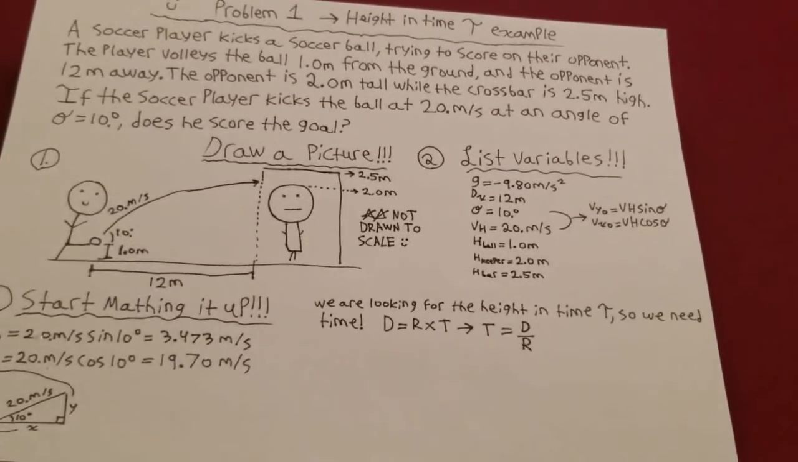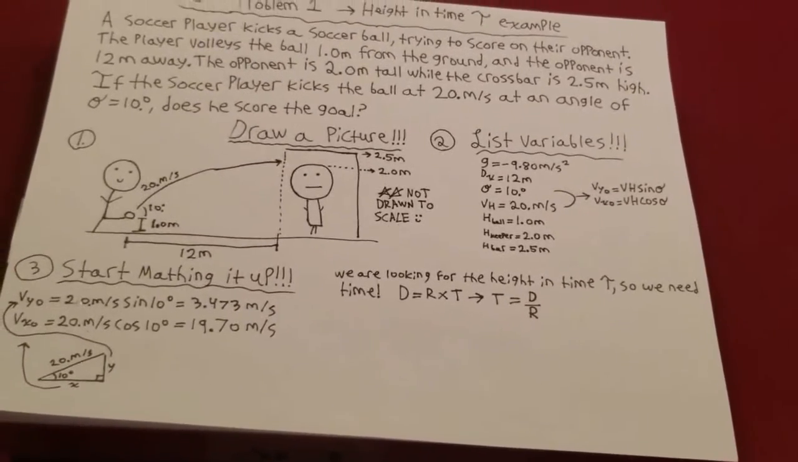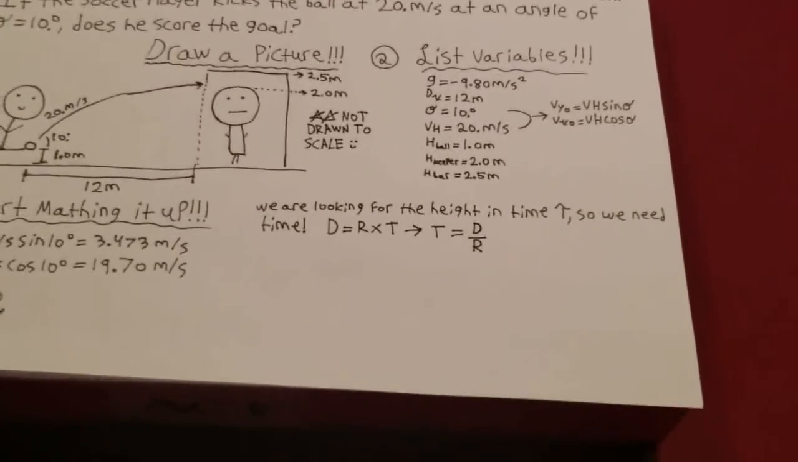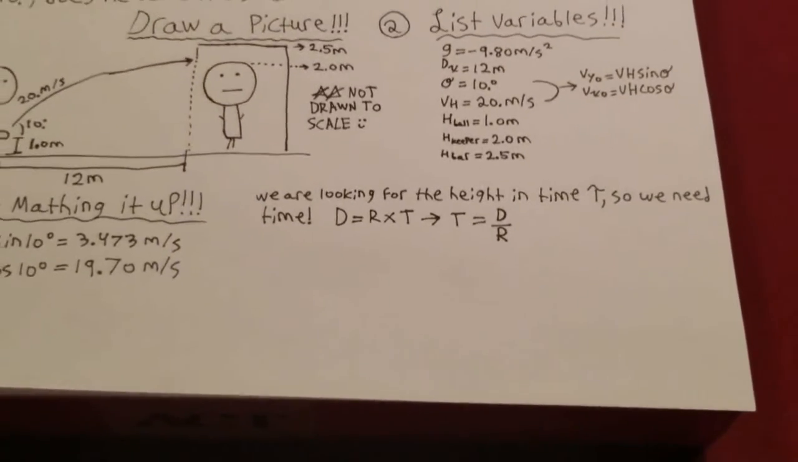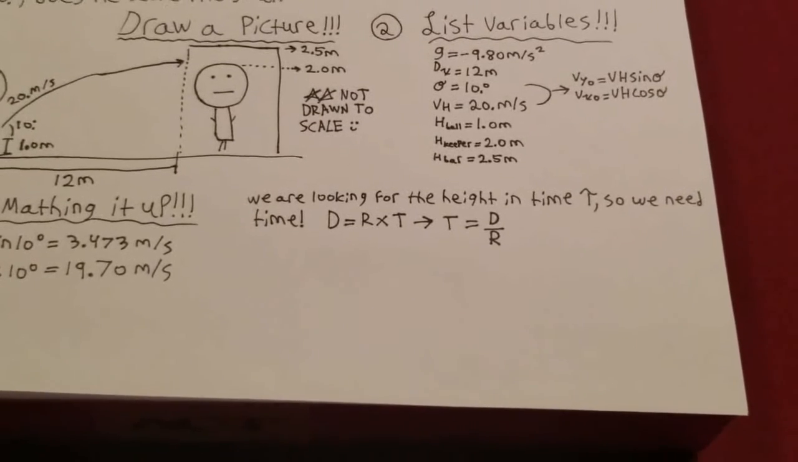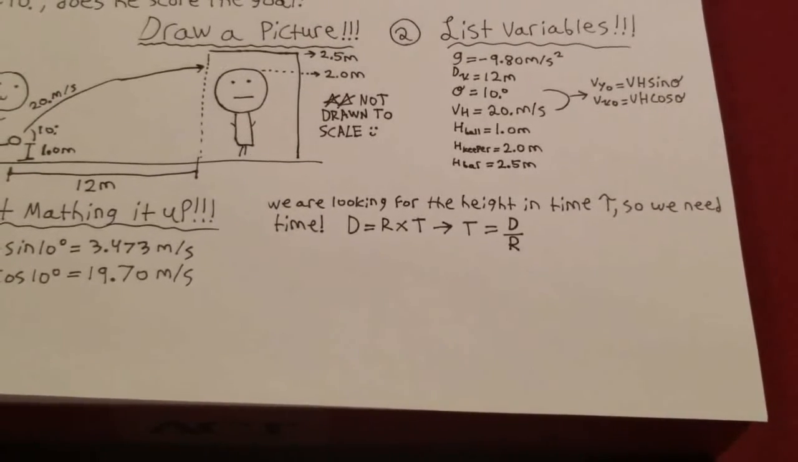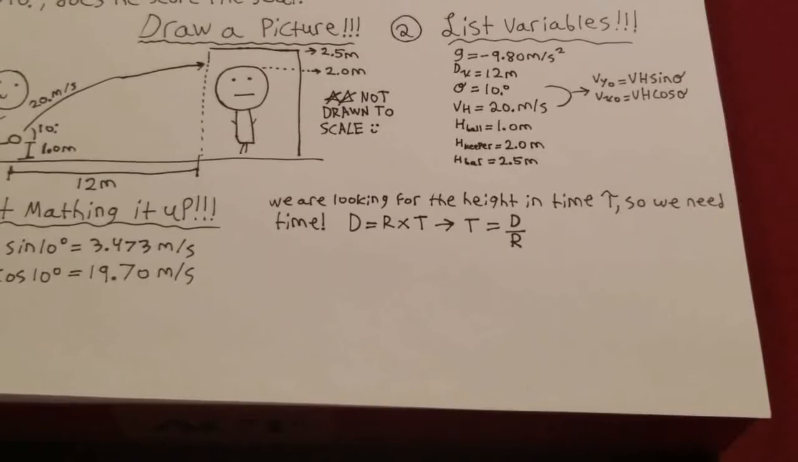We are looking for the height and time t, so we need time. So the next thing to do is to solve for time. So we will use the equation distance equals rate times time, and we will change it so that time equals distance divided by rate.